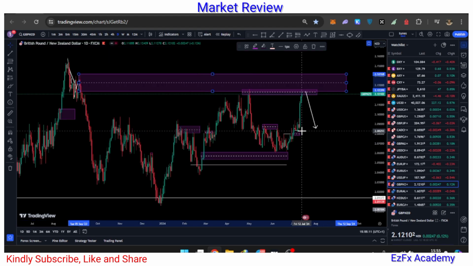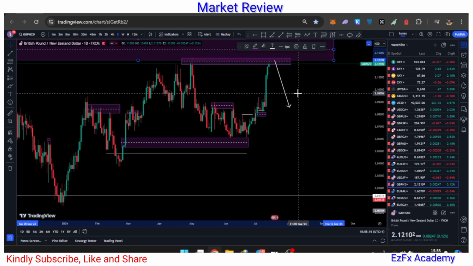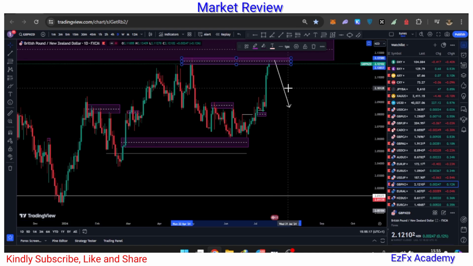Now I think we should be watching out for that sell to still happen again from that zone. As you can see, I have a little supply zone that I have marked out. This is between 2.12580 and 2.12037. So I'm watching out for sells from there.